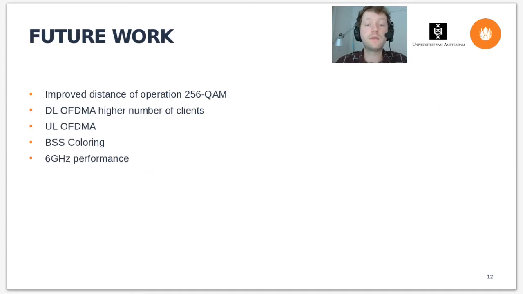Future work includes a range of operation experiments of 1024 QAM in practice, downlink OFDMA performance measurements with a higher number of clients, and performance measurements for uplink OFDMA transmissions. Other fields of interest are the added performance gains of BSS coloring and the addition of transmission over the 6 GHz spectrum.